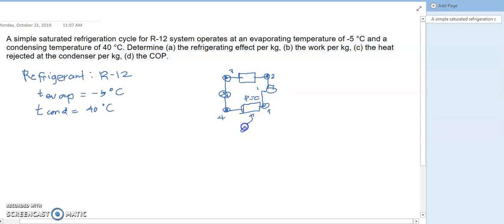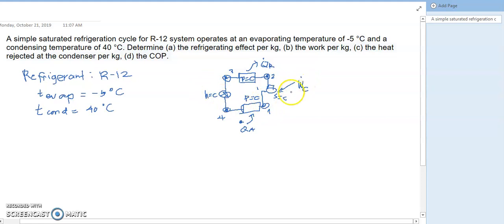In the evaporator, there will be the refrigerating effect, or QA. And then we have S equal to C in the compressor, which of course needs the work of the compressor. Then from 2 to 3, that is under a P equal to C process, and there will be heat rejection. So this is our condenser. Then, from 3 to 4, we have expansion at H equal to C.